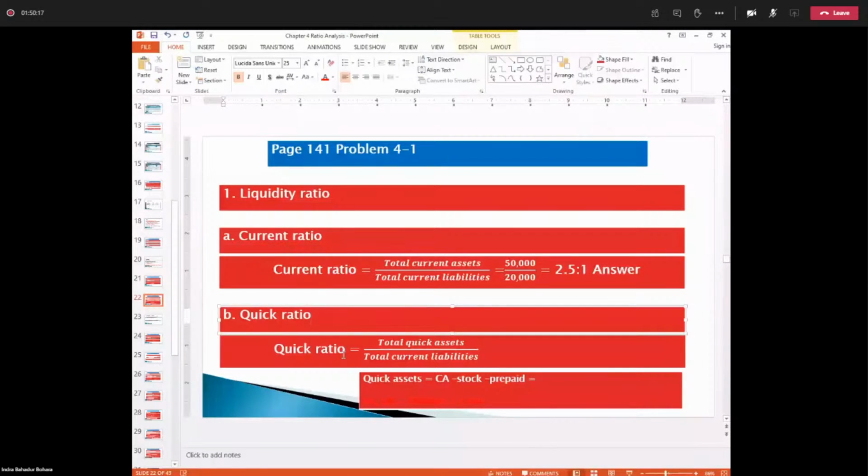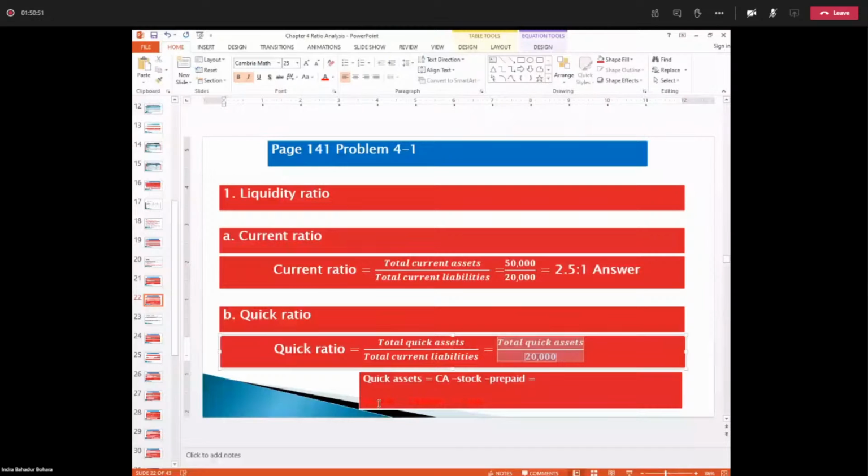Quick ratio is the ratio of quick assets and current liabilities. So total quick assets in the numerator divided by total current liabilities. Total current liability is 20,000, the same 20,000. Now quick assets: total current assets minus stock minus prepaid.